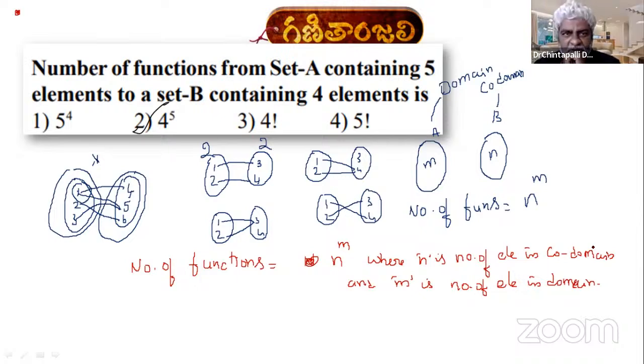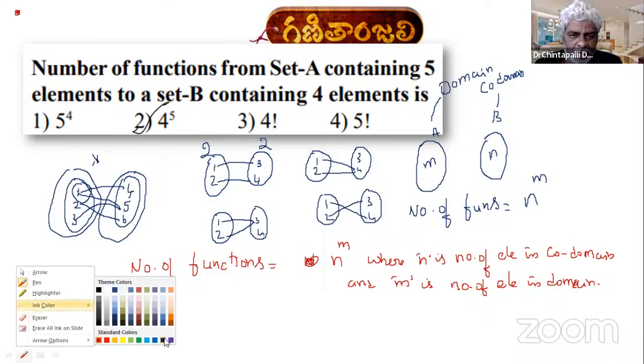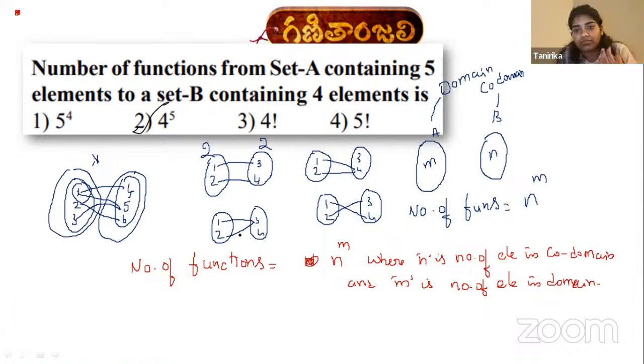It is 4 to the power 5, right? Yes. Now, it's about the number of 1-1 functions. See, among these functions, this is not 1-1. This is not 1-1. This is 1-1. This is 1-1. Why is this not 1-1? Two different elements have the same image. Whenever two different elements have the same image, it's not 1-1, so of course it is not a 1-1 function.